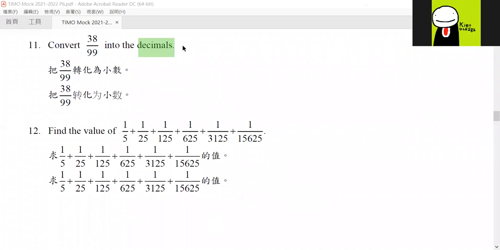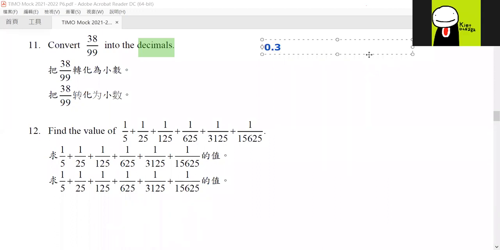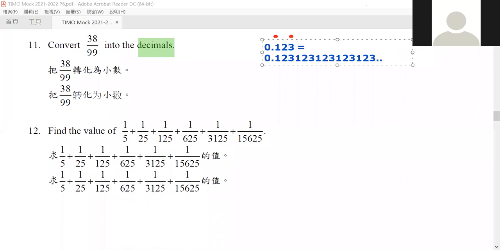So usually we will write, now in here, let me introduce a concept which is called a recurring decimal. Let's say something like this: 0.123, but unlike other decimals, there are two dots on the top of it. Now, what does that mean? It actually means that it is a decimal, but instead of a finite decimal, it is infinite. You just keep repeating the digits between the two dots.